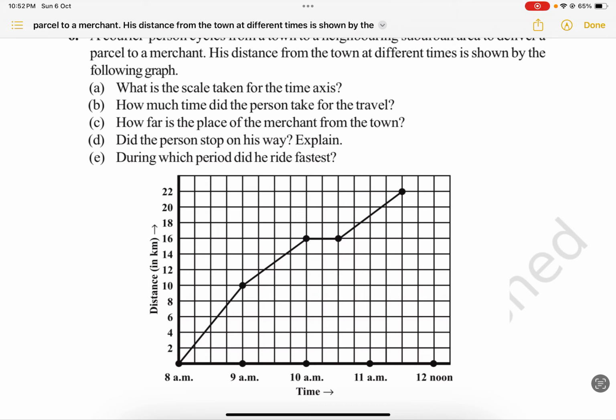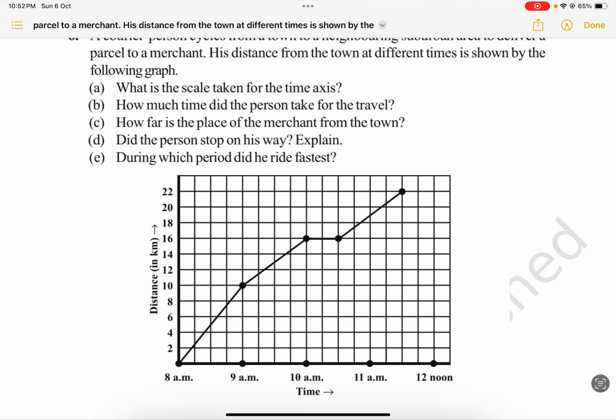And during which period did he ride fastest? So the straight line with more slope is at this point. So 8 to 9 is this much, 9 to 10 is this much. 8 to 9 means how much distance covered? Near 10 kilometers. And 9 to 10, how much distance covered? It is 16 and it is 10, so 6 kilometers are covered.